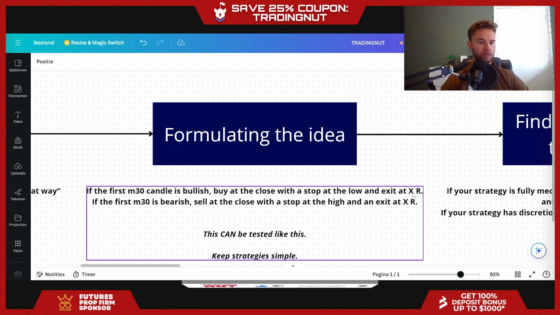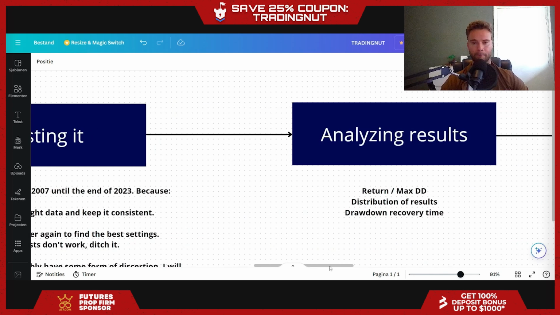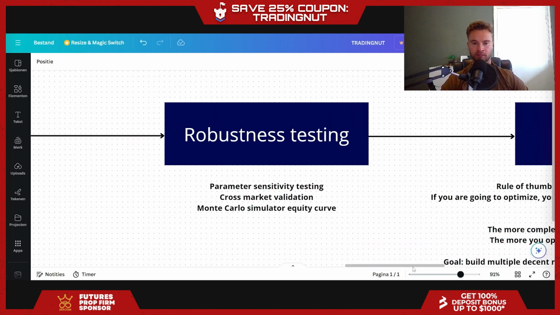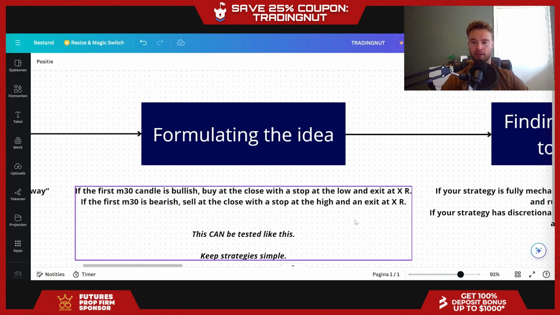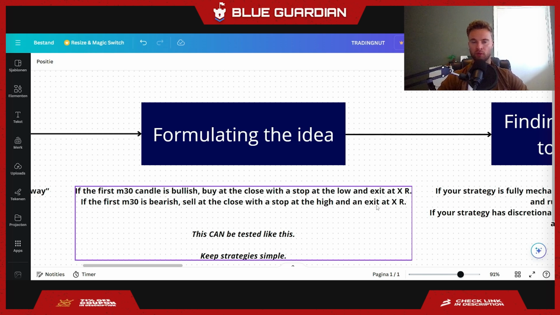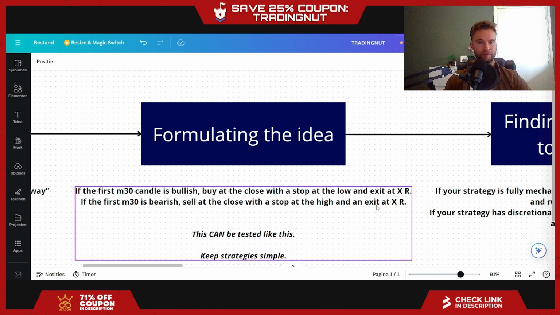What you can do, for example, as a parameter sensitivity test, is to take a look at, okay, if I exit at 1 to 2, was it profitable? 1 to 3, 1 to 4, 1 to 5, were these profitable? And you're not going to do that to find the best setting, but to see if your profitability doesn't solely rely on the fixed R you take. It should work with multiple R settings there. So that's what you can do.